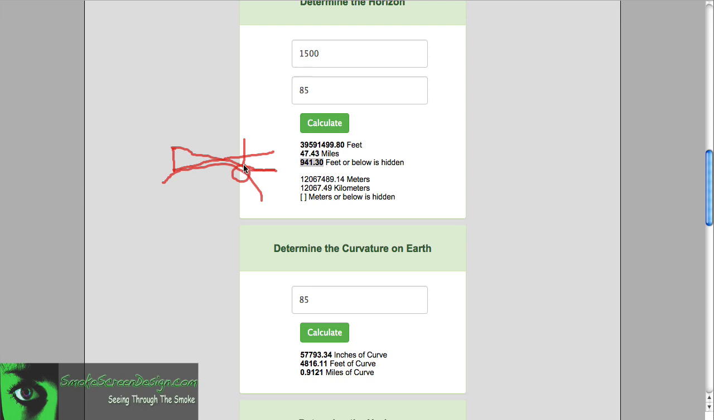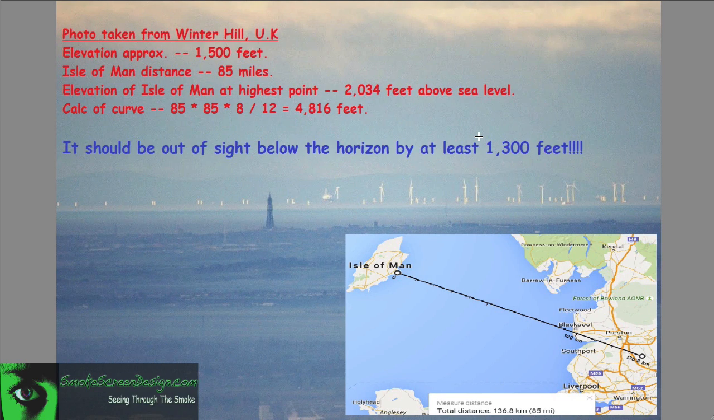So that's where this second calculation has to come in to take account for the height going up of the observer and the height of the object being seen. So that's why this here is 941 feet, and then the rest of it is going to be above the curve if there is a curve. So that's why this is not correct. So this is saying that this 2,034 feet should be 1,300 foot below. So they subtracted these two numbers. So they found the curve. Now you just have to determine this last part of the formula to see what you should be able to see.